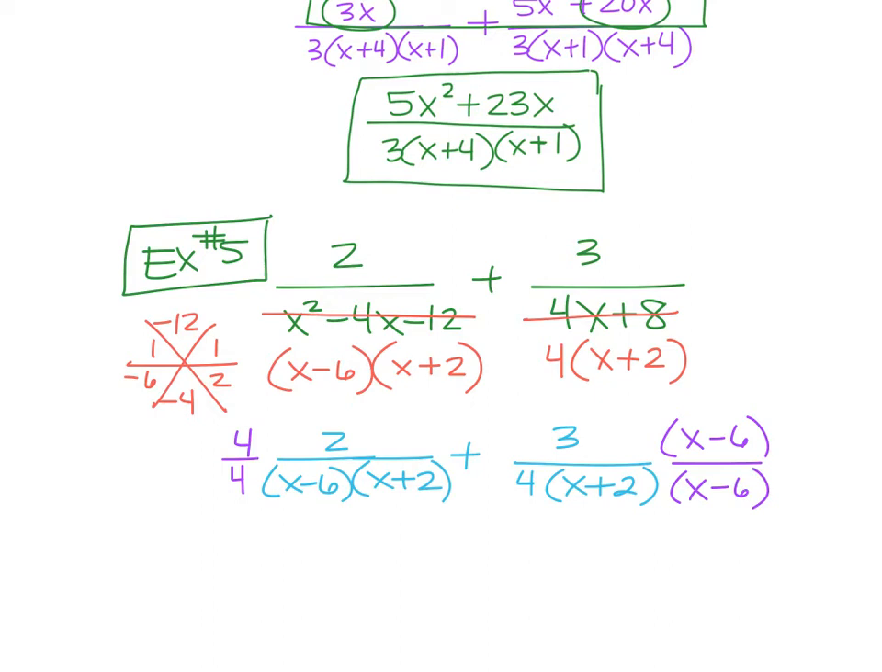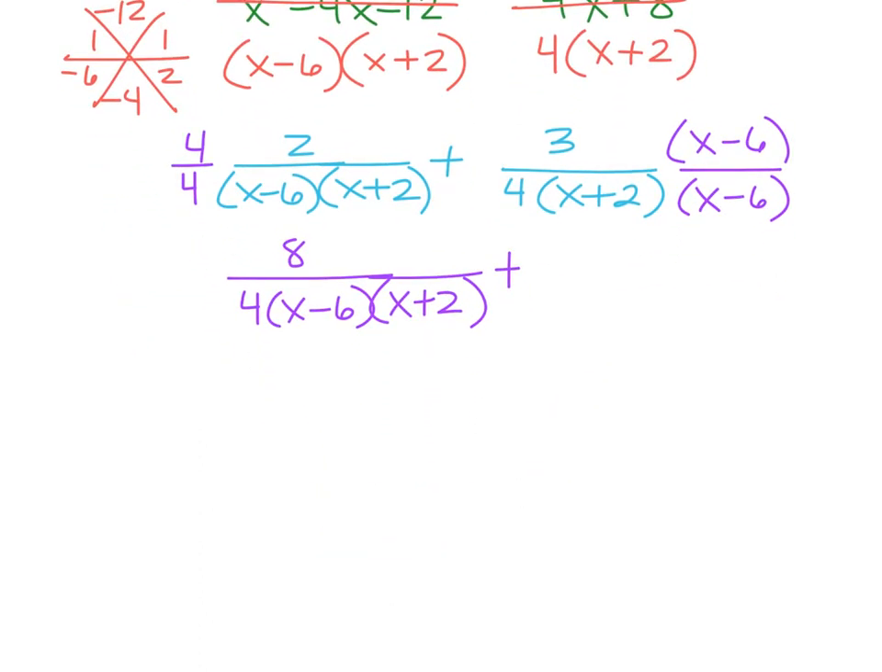Okay, so over here on the left, we have 4 times 2, so 8 over, by the way, if you can do some of this in one step instead of all the steps that I'm showing you, that's totally fine. I just want to make sure I'm not losing anybody along the way. On the right side, you're taking 3 times x minus 6. You're multiplying that, so you're distributing. So that would be 3x minus 18. And then on bottom, you have the 4, the x plus 2, and the x minus 6.